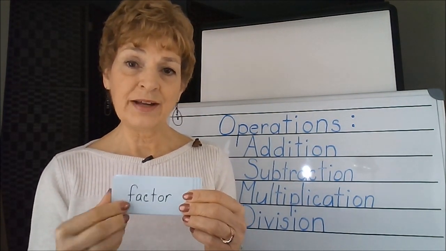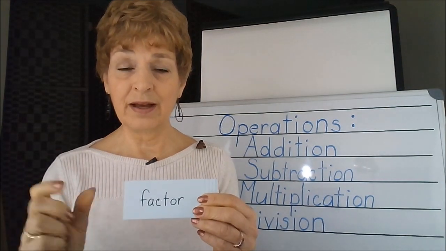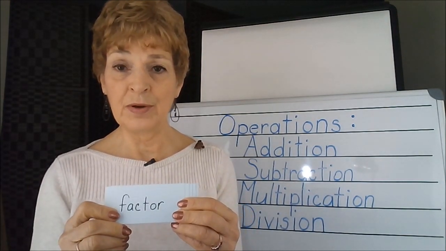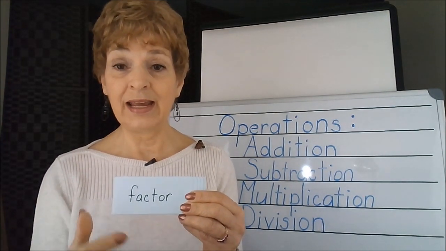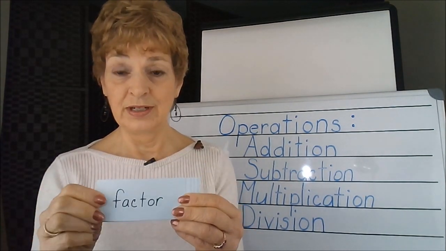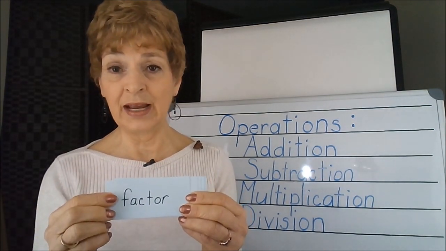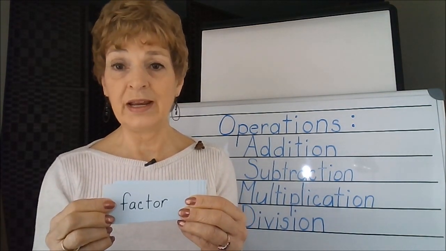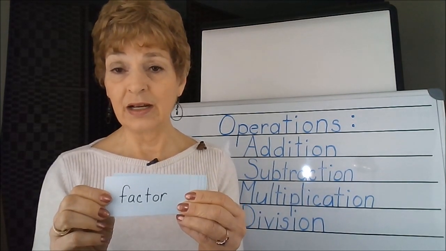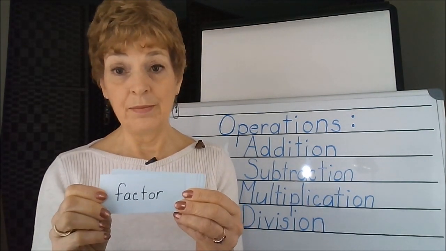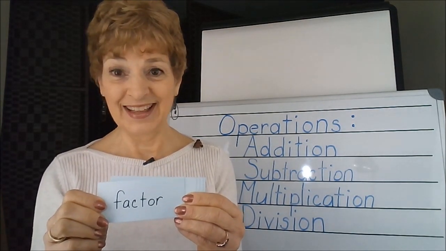Factor. A factor is another term for the parts of the multiplication problem. So if you had 5 times 8, the 5 and the 8 would be the factors. The problem might say, what are the factors of 40? You could break that down into 5 times 8. Or the factors of 40 might be 20 and 2, or it might be 40 and 1. Get the idea?